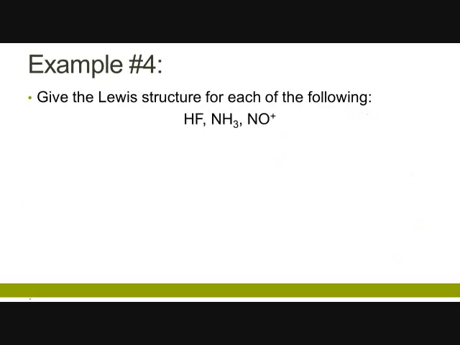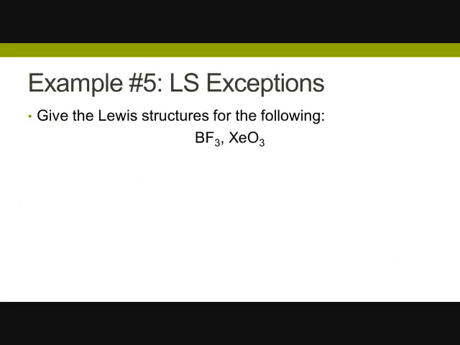Okay, so now we're going to draw something where we break the octet rule. So BF3, boron contributes 3, and each fluorine contributes 7, so that's a grand total of 24 electrons when we're done. Okay, so I know my boron's going to be in the middle because there's only one of them, right?